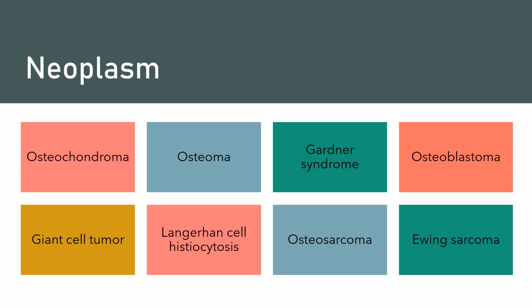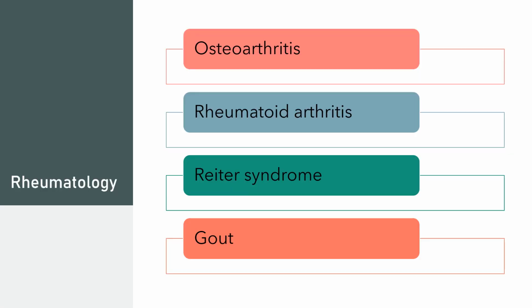Osteosarcoma and Ewing sarcoma, what is the radiographic presentation for both? That is important. Then from the rheumatology point of view, you should know about osteoarthritis, rheumatoid arthritis, Reiter syndrome and gout. What are the classical radiographic features for each? That is important. Radiographically, what are the differences between osteoarthritis and rheumatoid arthritis? And in osteoarthritis, what are the classical features you will see radiographically, specifically in TMJ radiography, is important.